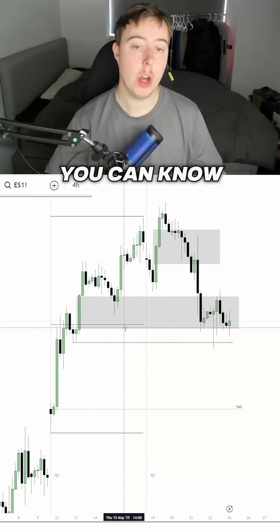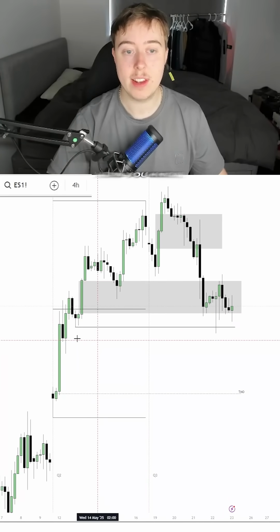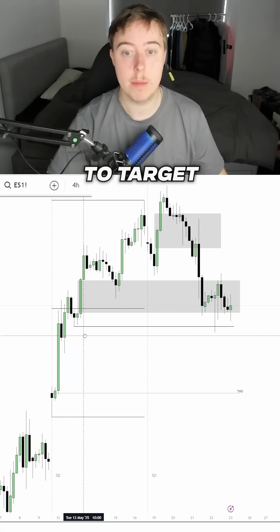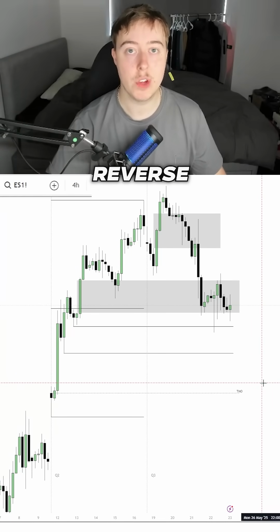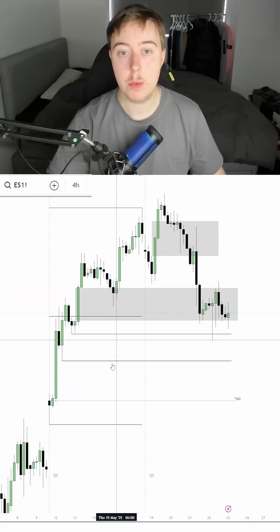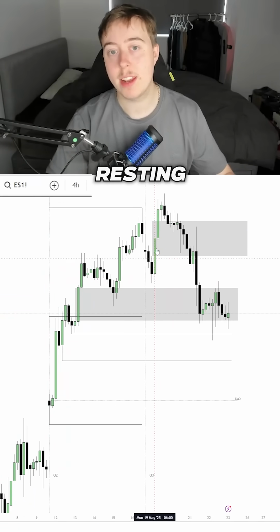So this is how you can know how much a PD array is likely to get filled as well. And then of course, this is how you know which liquidity pools to target. However, now price has hit a discount, it can very much easily reverse and then continue trading higher. If we're using that previous week's range, this would now be our PD array that's resting within a premium, okay?